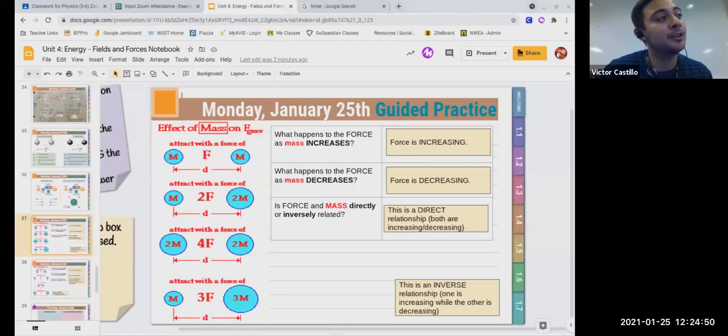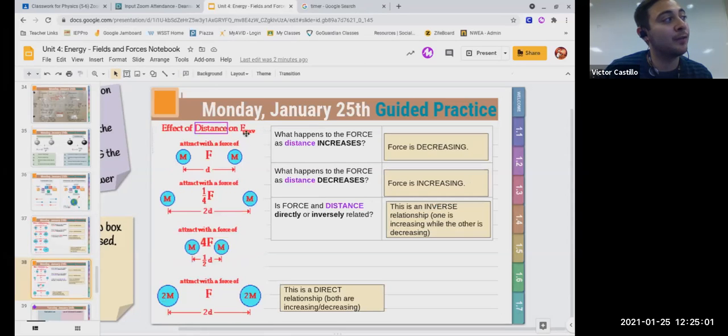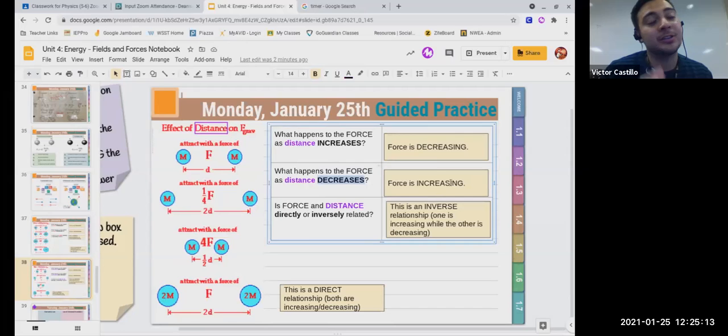This is the main thing. Mass and force are directly related. So if one increases, the other will increase as well, and if one decreases, the other will decrease as well. They're best friends. And then distance and force are inversely related. So they're like enemies. If one increases, the other decreases, and if one decreases, the other increases. They go in opposite directions. So one is really good friends and the other is bitter enemies. Okay? And that's pretty much it.